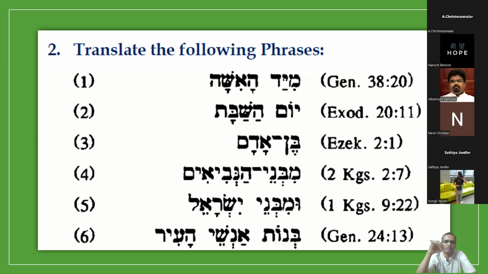Umibene Israel. All right. Translation? And from the sons of Israel. Super. And Israel is a proper noun, so that is why the definite article is added here in the translation of the construct state noun. All right, since you have done correctly, you have to do the next one also as a bonus.